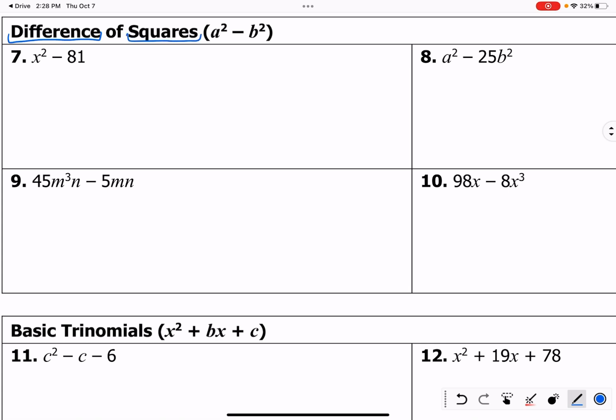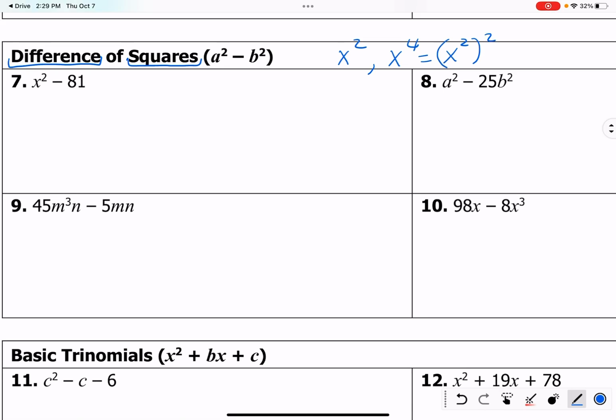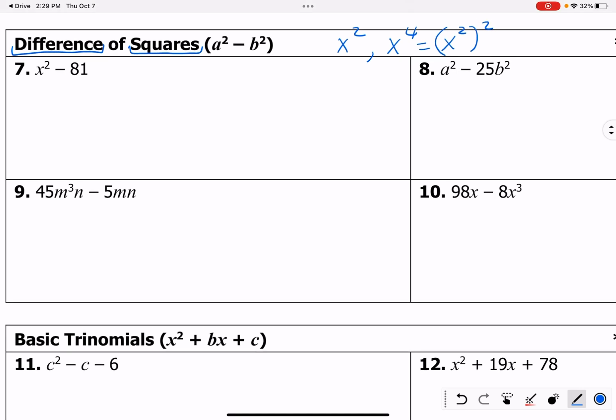You're probably familiar with 1, 4, 9, 16, 25, 36, all of the perfect squares. But anything that can be written as a square is going to be considered a square. Even something like x squared is a squared term because it's literally squared. Even x to the fourth power we could consider a squared term, because you could write it as x squared quantity squared. So anything that can be written to the power of 2, we're going to consider to be a square.